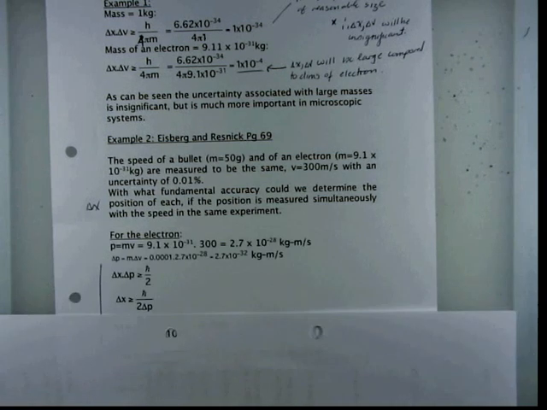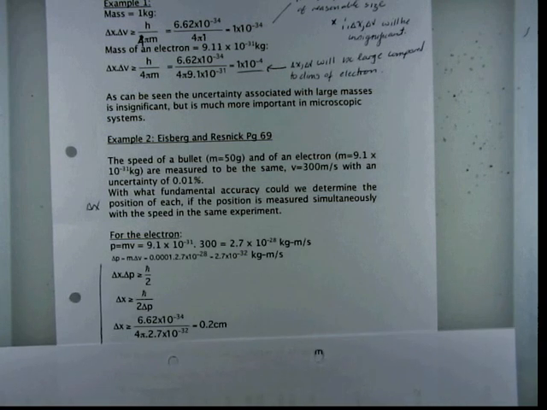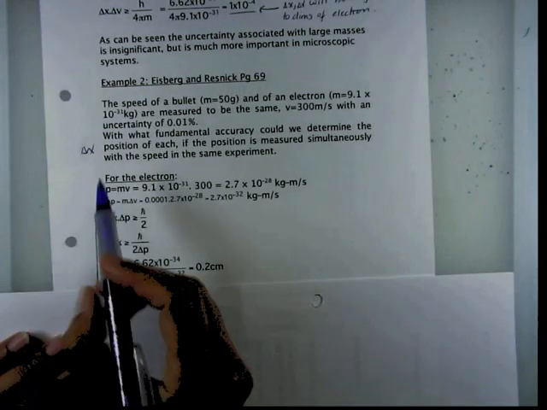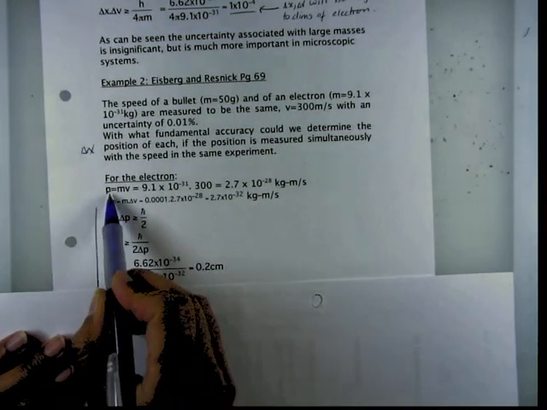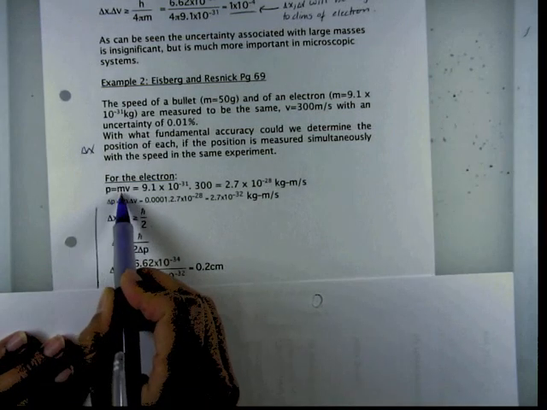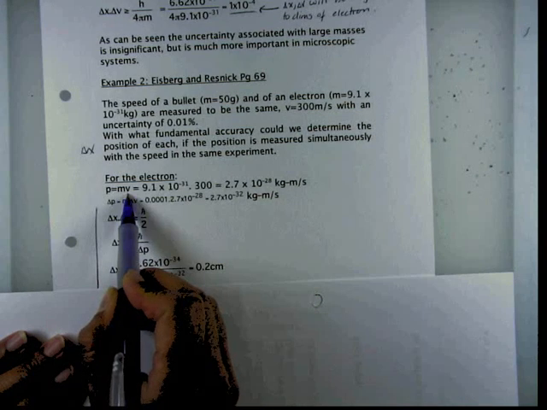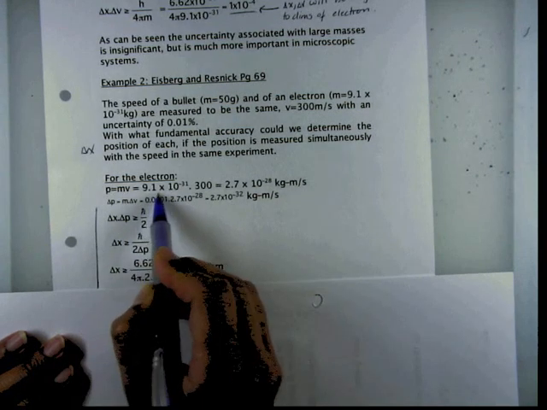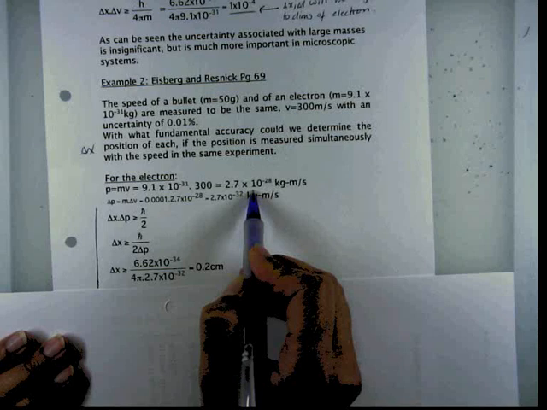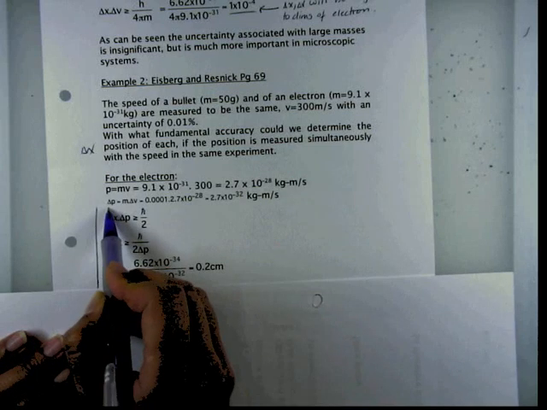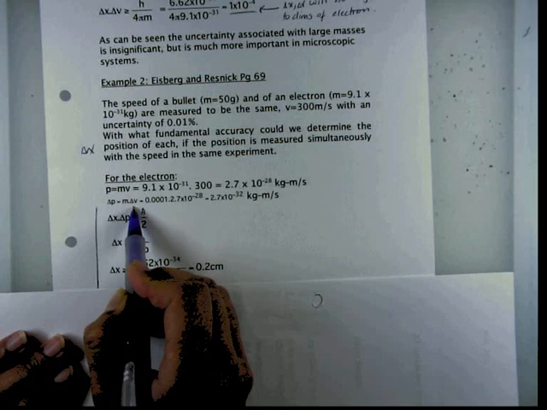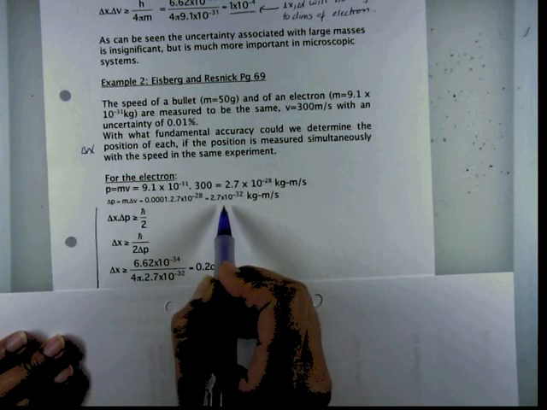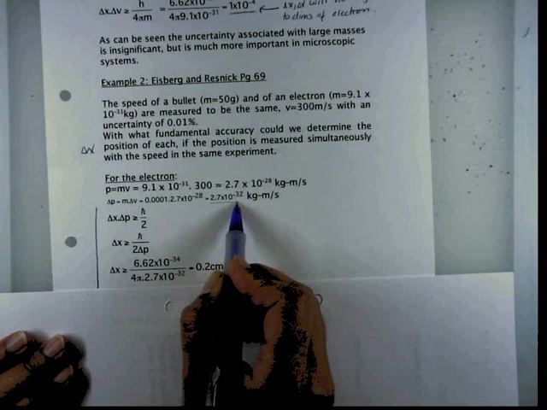Let's have a look at what we get with an electron. Let me go through this with you and then you can write it down. If we have our momentum, which is equal to m times v, the mass times the velocity gives you some quantity. We then say delta P is equal to m times delta V. So we end up with that quantity being 2.7 × 10^-32.